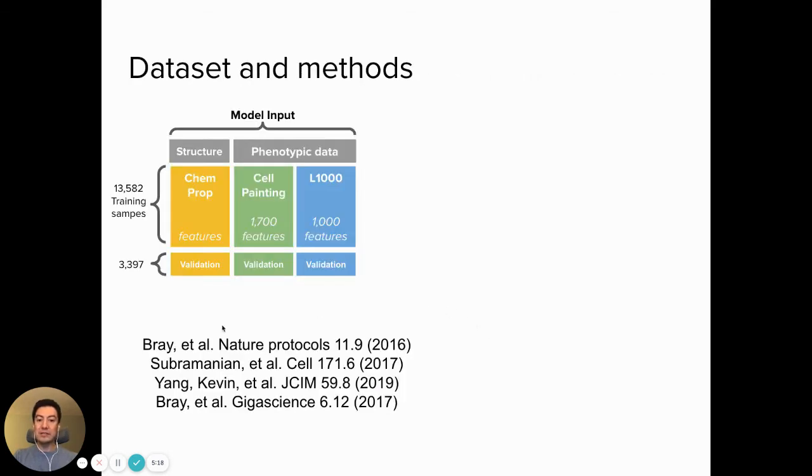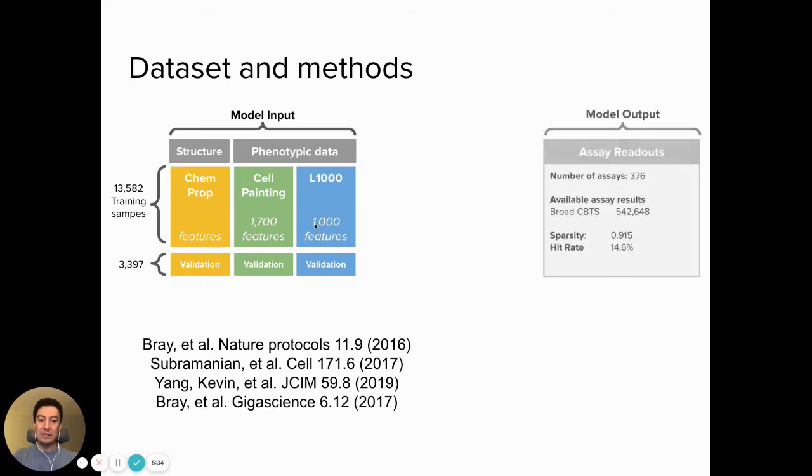We used a set of 16,000 chemicals, 13,000 for training and 3,000 for holdout for validation. We collected cell painting profiles together with L1000 transcriptional profiles from a publicly available dataset. Next, we collected the results of 376 assays used to test the activity of these compounds from researchers at the Broad Institute who worked in various drug discovery projects.